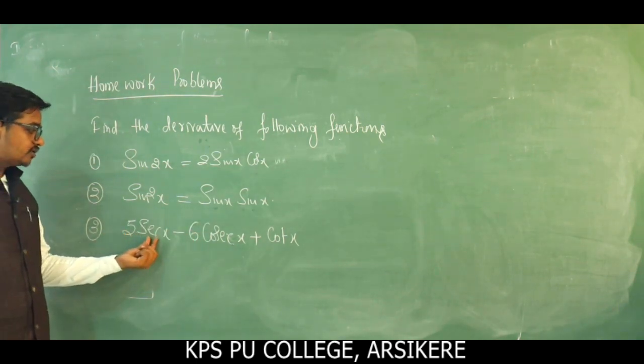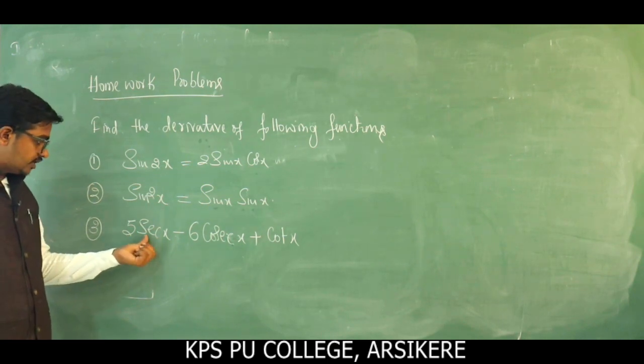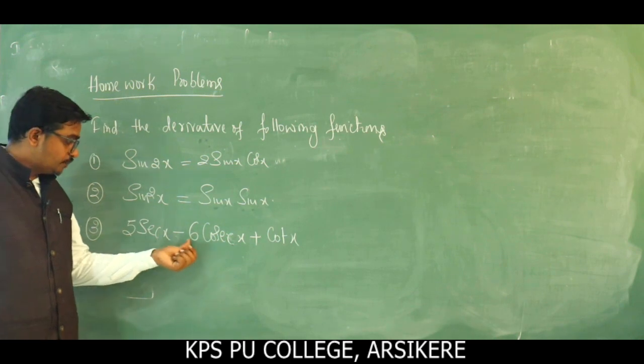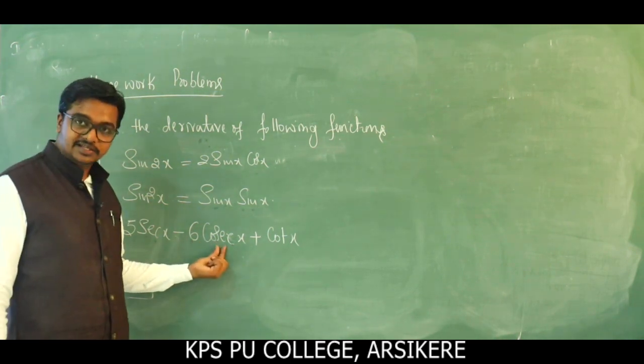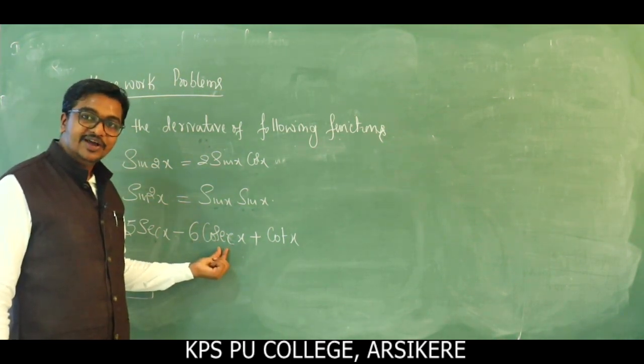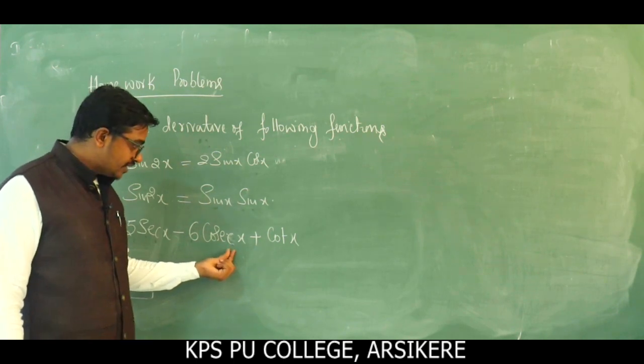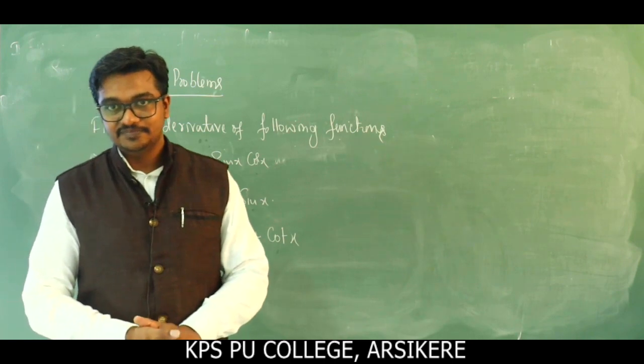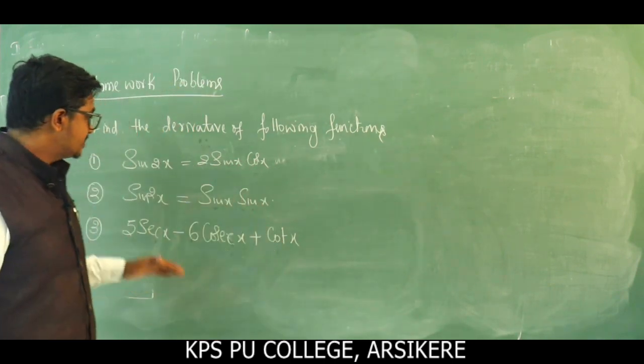Okay, last one: 5 into secant x minus 6 cosecant x plus cot x. Derivative of 5 into secant x is 5 into derivative of secant x, which is secant x into tan x, minus 6 times cosecant x. Derivative of cosecant x is minus cosecant x into cot x, and of cot x is minus cosecant square of x. Understood, children? Take a pause and note down.